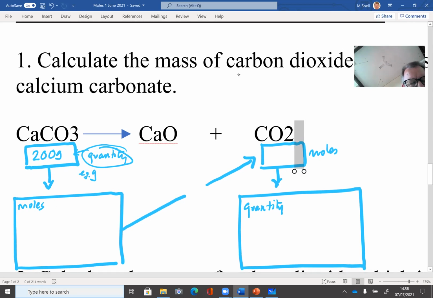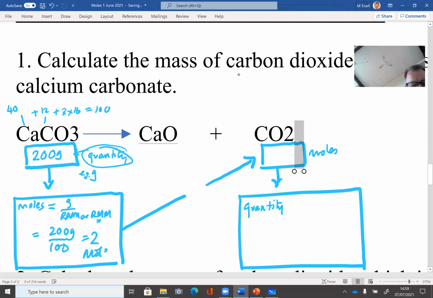They always tell you in the question one of these. Then we work out moles. Now we know about moles: moles are grams over RAM or RMM. It's an RMM because this is a molecule, so I have to add this up. When I add this up, I get 40 and 12 and 3 times 16, which is why I picked it, because it's a nice number, 100. So in this case, that is 200 grams over 100, which equals 2 moles.